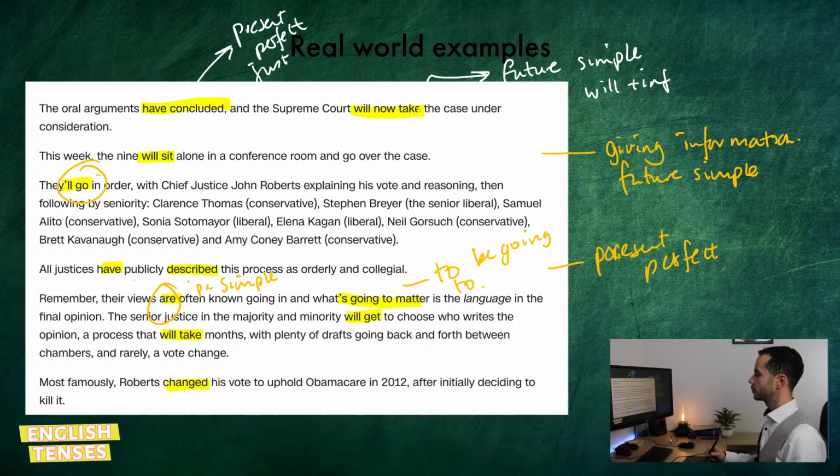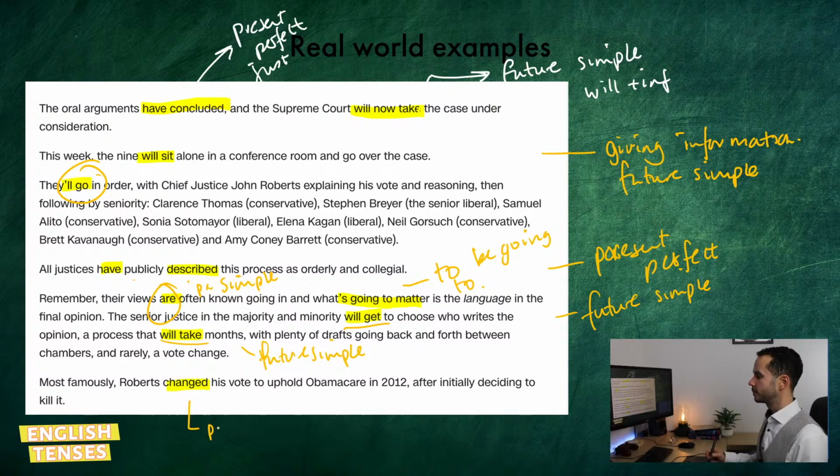And this is good to be going to because it has nothing to do with certainty. It's again giving information and something that's important. So it's kind of planned. The senior justice and majority and minority will get. We give information, and this is future simple. Same as for this case, will take, also future simple.